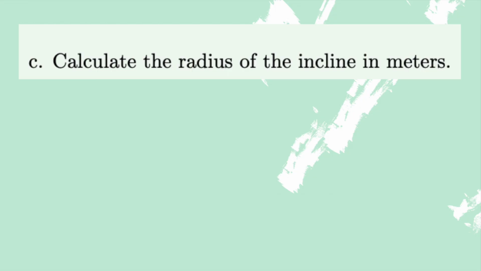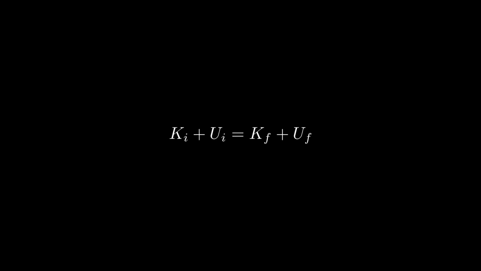Now in part C, we want to find the radius of the incline in meters. Well, let's use the conservation of energy. So initially, when the block is released, it will be at rest, which means that there is no kinetic energy. However, there is potential energy. Now by the time the block finishes the curved part, the gravitational potential energy will convert to kinetic energy. And the change in the gravitational potential energy is mgr, since it moves down a distance r, the radius, and this equals 1/2 mv squared.